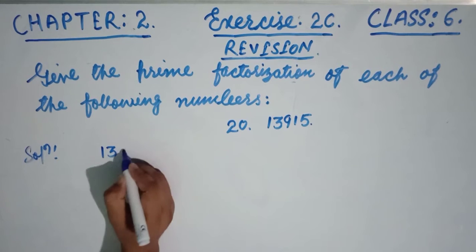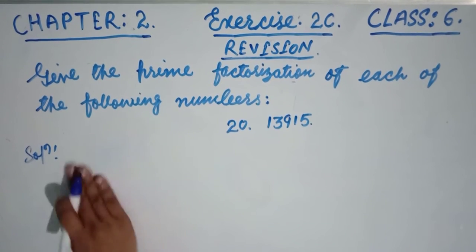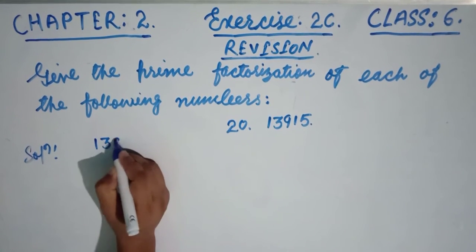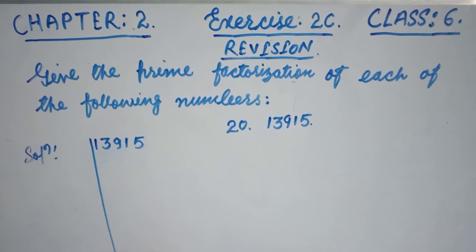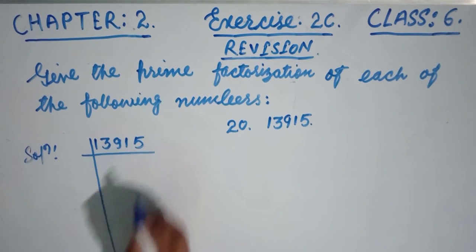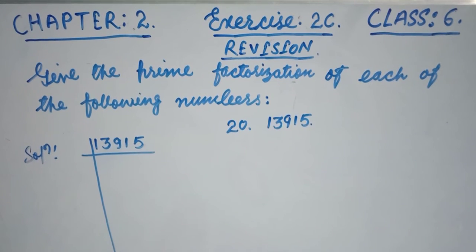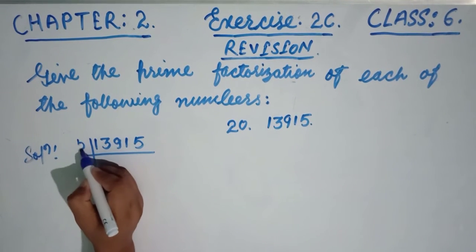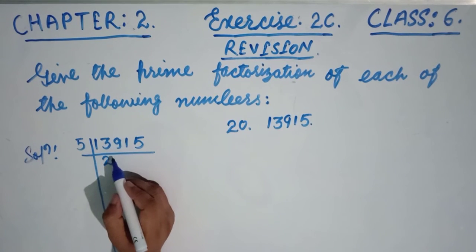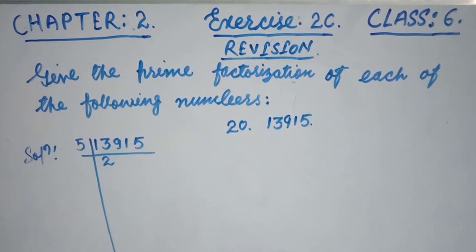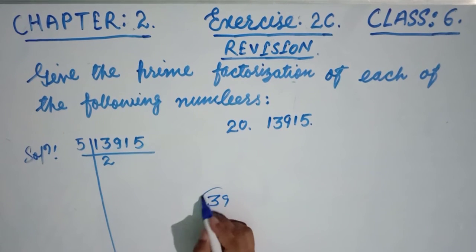Write 13915. Same question, we have to follow the same method. Remember friends, the numbers having 5 or 0 in the ones place will get cancelled by 5. So you can divide this by 5. Now 5 times what gives 13915?